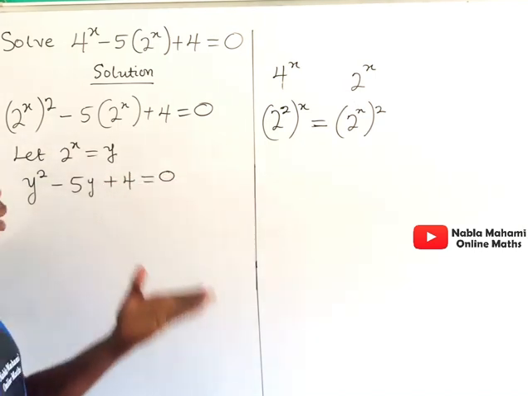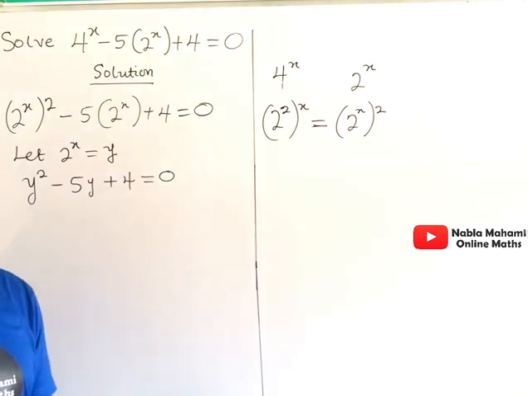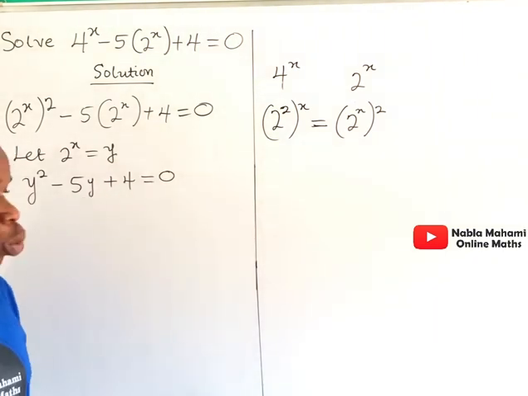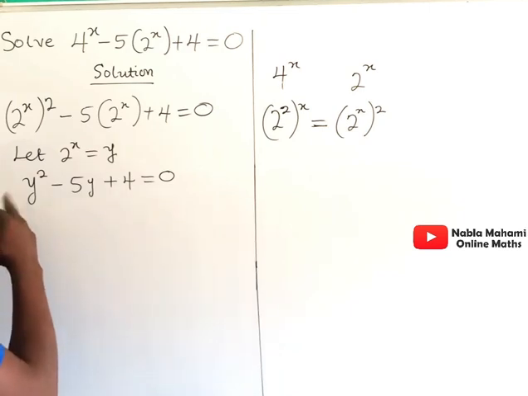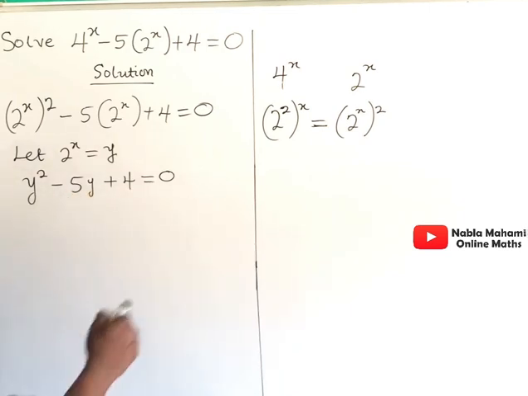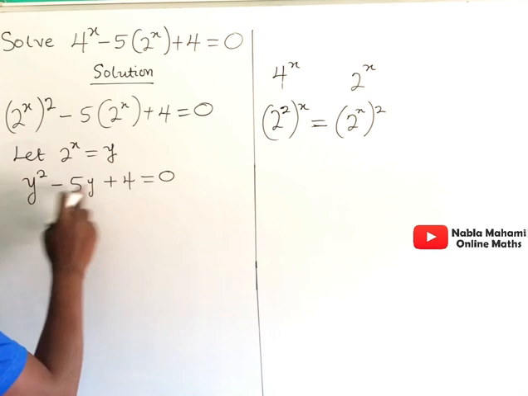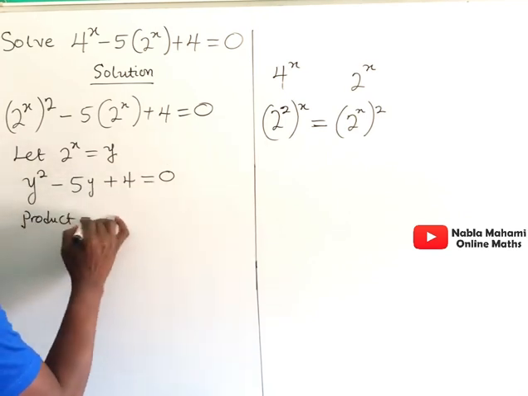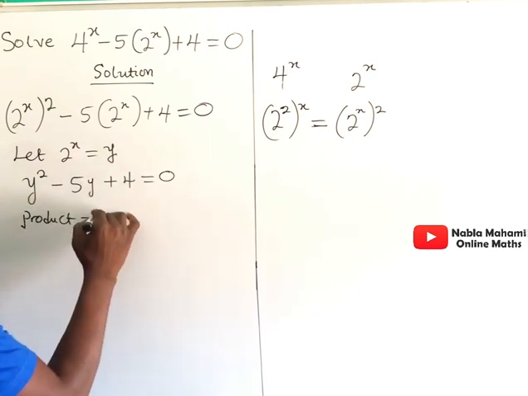This equation is now a quadratic equation. Then you use the method that we normally use to solve quadratic equations to find your values of y here. So I'm going to use the product and sum method. What it means is that you first find your product, and your product is the number that is here multiplying this particular number. So my product here will be, there is 1 here, 1 times 4 is 4.